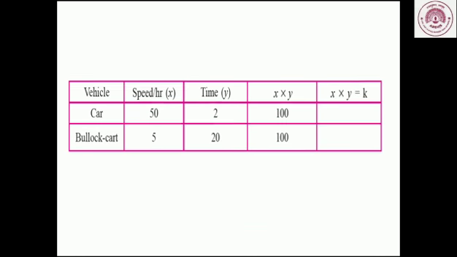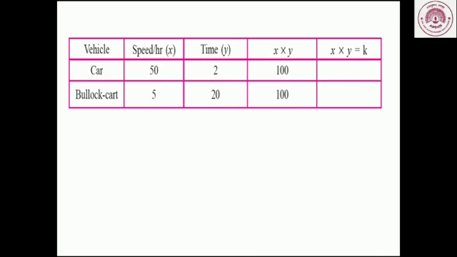Now again we'll write all the information in the table. So here we have a table. The vehicles are car and bullock cart. Speed of car is 50 km per hour, speed of bullock cart is 5 km per hour. Time taken by car to cover the distance is 2 hours and the time taken by bullock cart is 20 hours. Okay, so now let's find it out for the car.